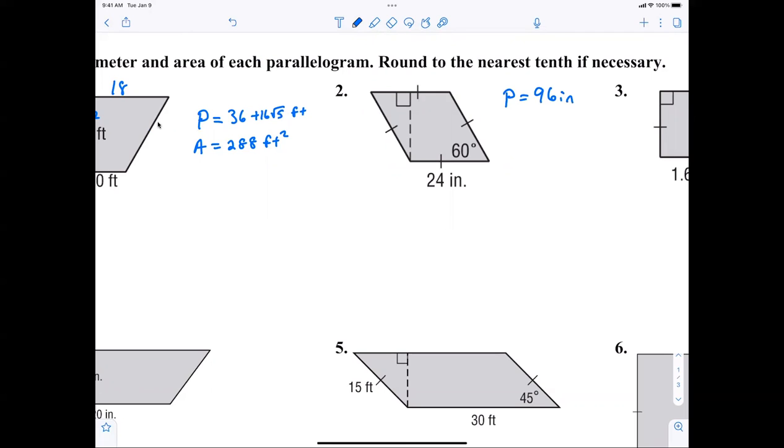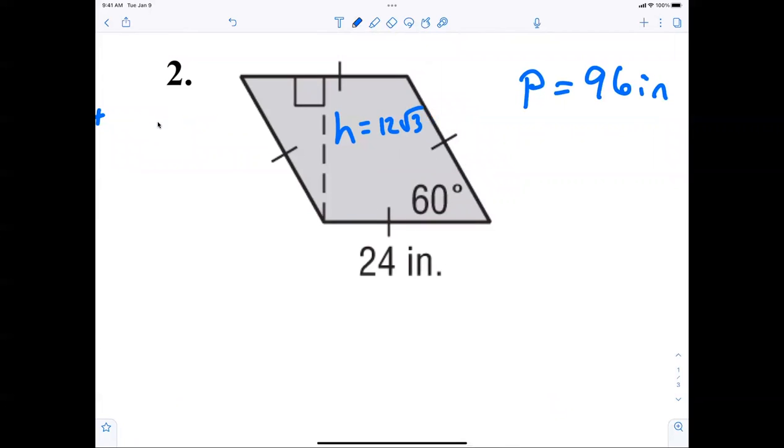Now, I need the height. What is that height? And some of you still don't know. How much? Somebody said 12 radical 3. Is that agreed? Anybody have problems with why that's 12 radical 3? Yep, because this is 24, right? This is a 30, 60, 90 triangle. Do you agree with this? Yeah. So opposite 30 is half the hypotenuse. The 60 is times radical 3.